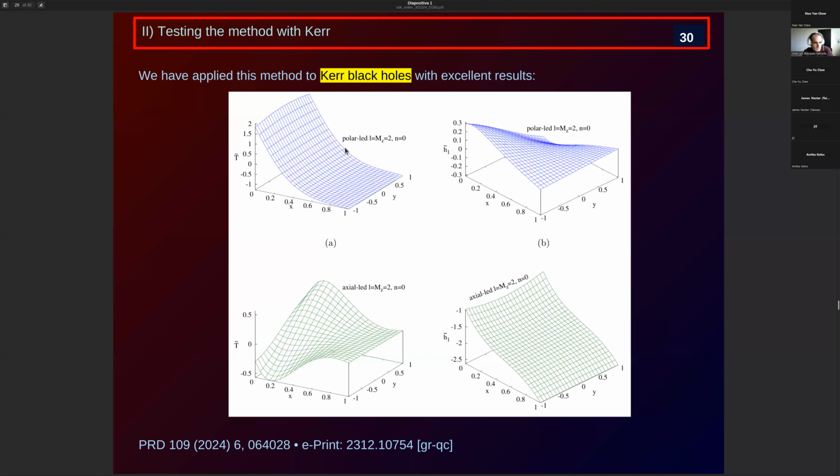And this is to show you how from the behavior of the function, you can also see if a solution has a certain multipolar predominance, and also if you can call it polar-led, meaning that the polar sector of the perturbations is the one leading, dominating the perturbation, or if it's axial-led. For example, for L equals 2 polar-led, you see that the T is dominant with respect to the axial, has a slightly larger value. While if you go to the axial L equals 2 mode, you see that the H1 dominates the polar function.